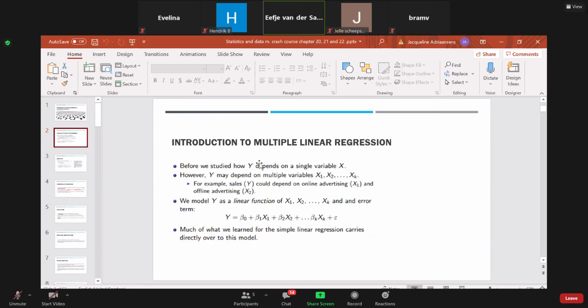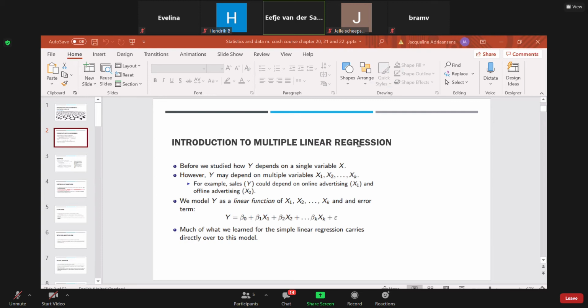Yeah, we will continue. Okay, so before we talked about simple regression analysis, right? And then we had just one variable, so one x. So for example, the demand depends on the sale price. But it could also be that demand depends on the week or the day or on the time, so in the morning or in the evening. So it could depend on more things.